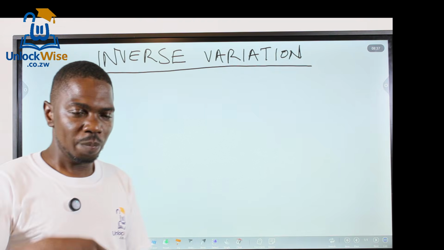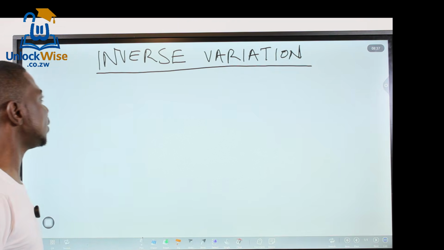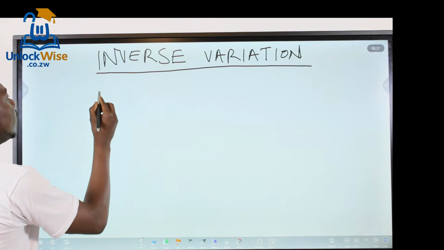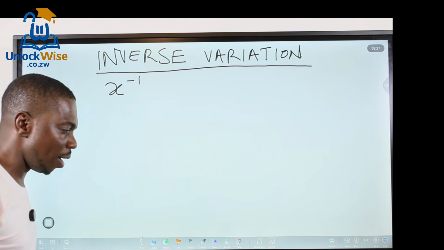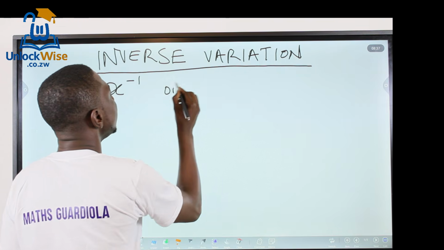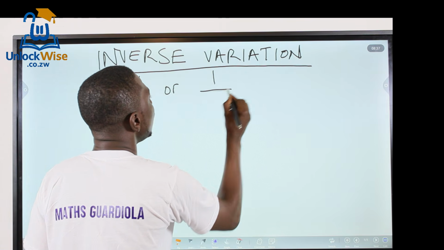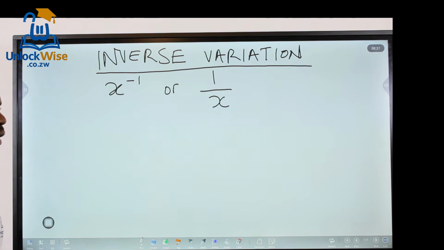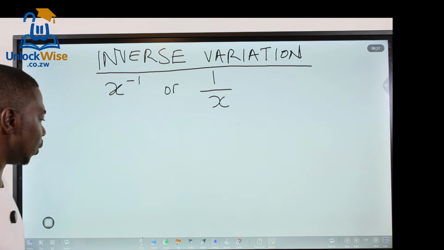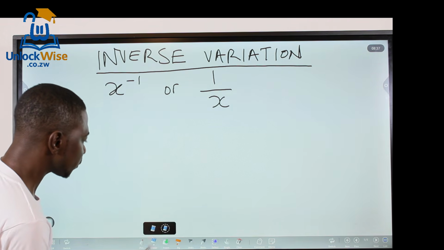I also want you to notice this. When we are dealing with inverse, we are going to have it to the power of -1, or it will be written as 1 over whatever variable we have. For example, I will give you an example.